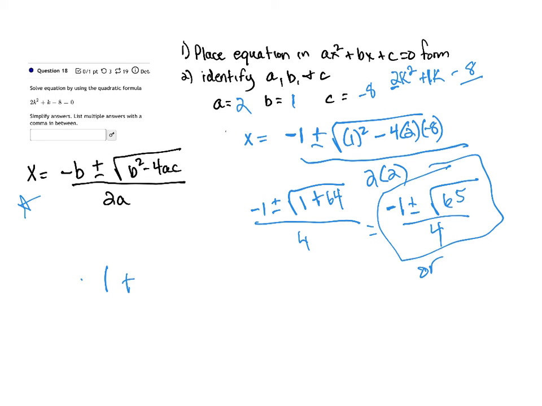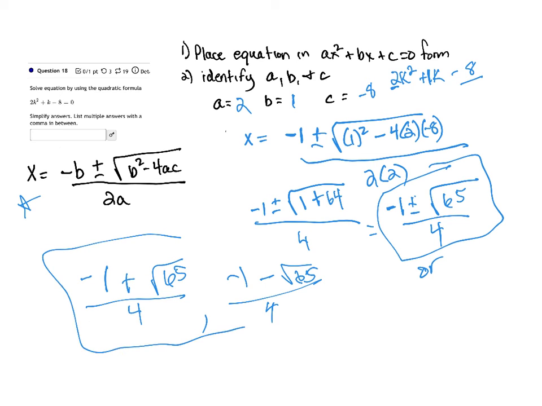Okay, so negative 1 plus the square root of 65 divided by 4, comma, negative 1 minus the square root of 65 over 4. The only difference is you're separating out this plus and minus right here so that you write it twice. This is what the book will have. Not the book, the software.